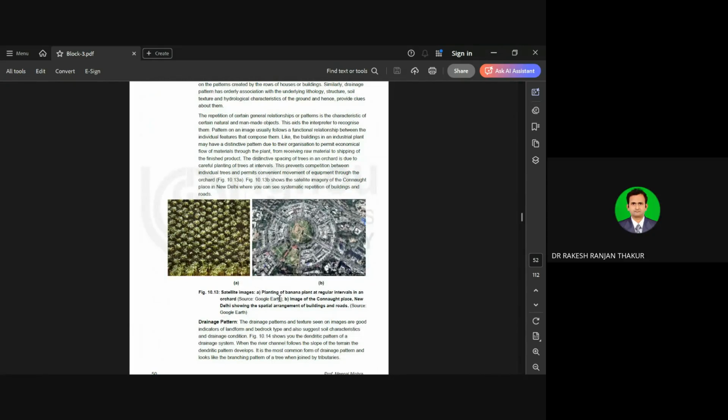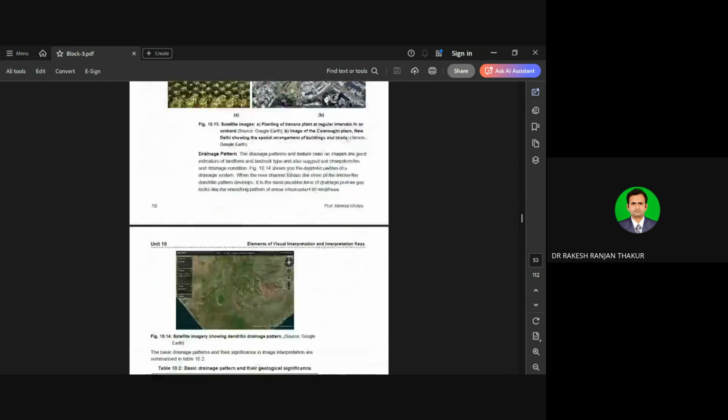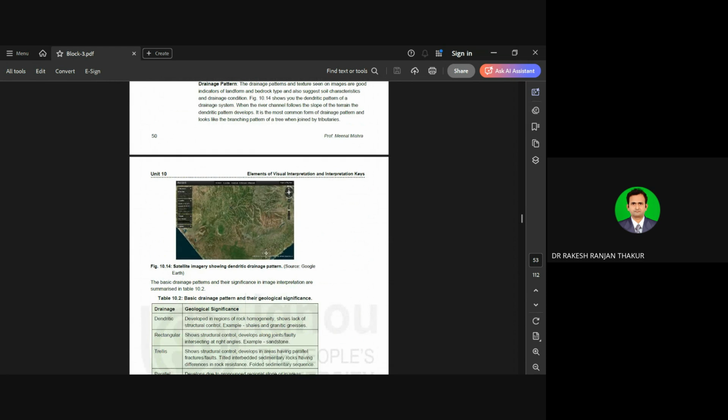Then it is a good example of pattern. You can see that some planting of banana plants at regular interval in an orchard. Then in the right hand side you can see an image of Connaught Place in New Delhi. So the spatial arrangement, buildings and roads, all are arranged in a very beautiful way, actually I can say. Then here you can see some satellite imagery showing a dendritic pattern of drainage actually.